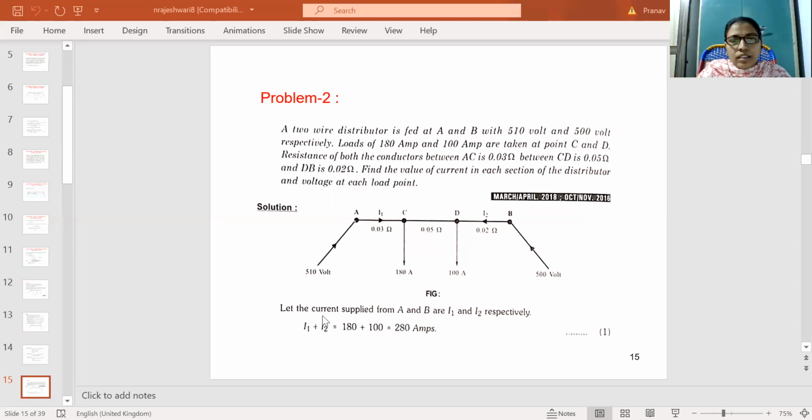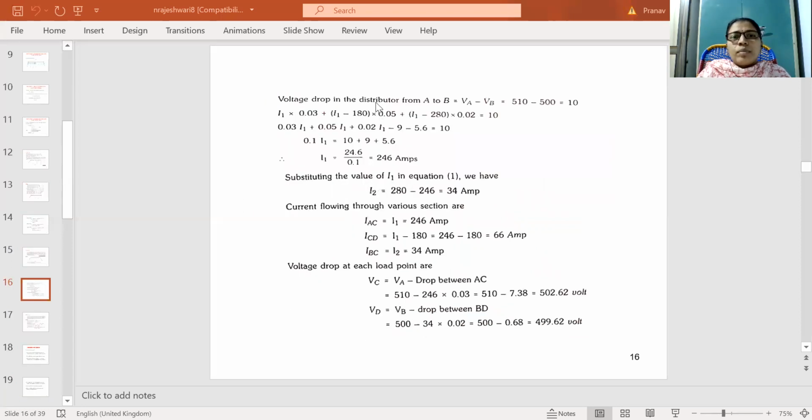So let the currents supplied from A and B be I1 and I2 respectively. I1 plus I2 is 180 plus 100, totally 280 amperes. The voltage drop in the distributor from A to B is VA minus VB, 510 minus 500, that is 10. So I1 into 0.03 plus I1 minus 180 into 0.05 plus I1 minus 280 into 0.02 is equal to 10.